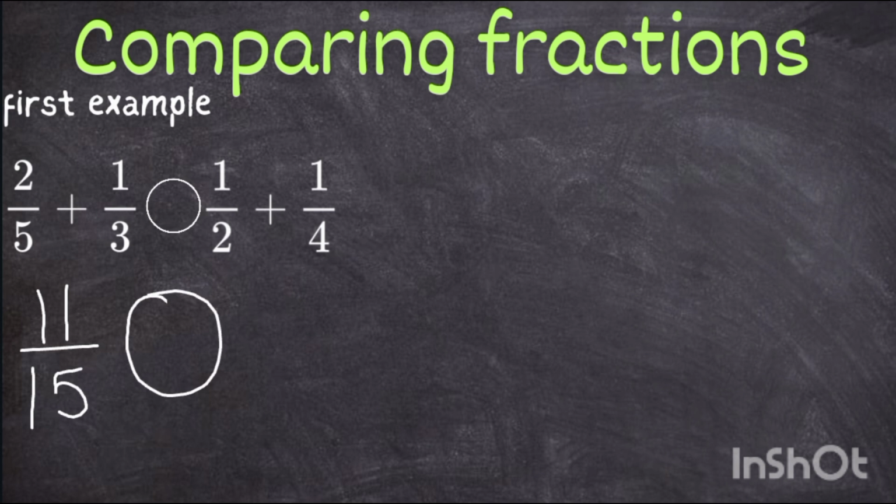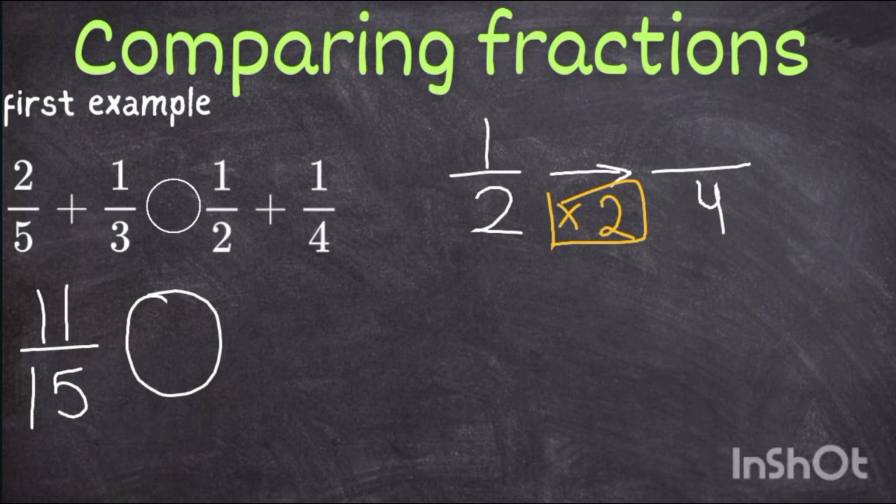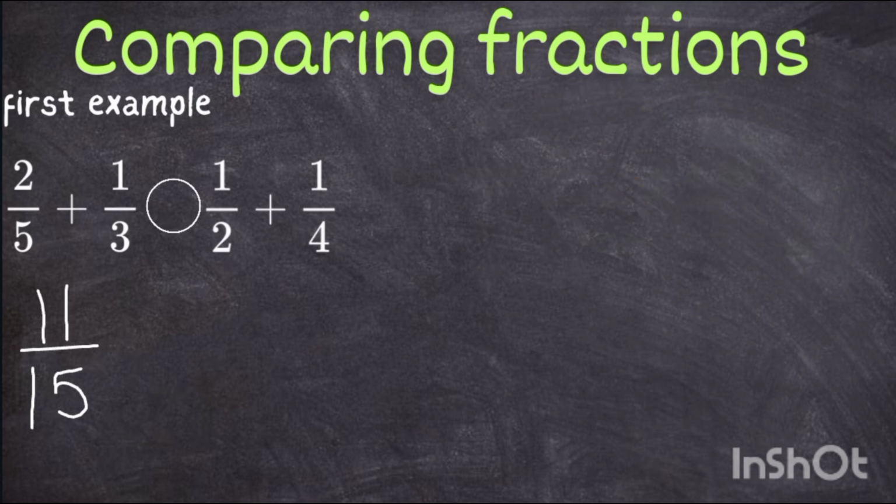We have here 1 by 2 plus 1 by 4. Since we have a different denominator, we need to find the LCM. The LCM of 2 and 4 is 4. We need to convert 1 by 2 with the denominator of 4. We need to see what we will multiply with 2 to get 4. If we multiply 2 with 2, we are going to get 4, right? Whatever we multiply in the denominator, we need to multiply in our numerator. So 2 multiplied by 1, we are going to get 2. It means 1 by 2 is converted to 2 by 4.